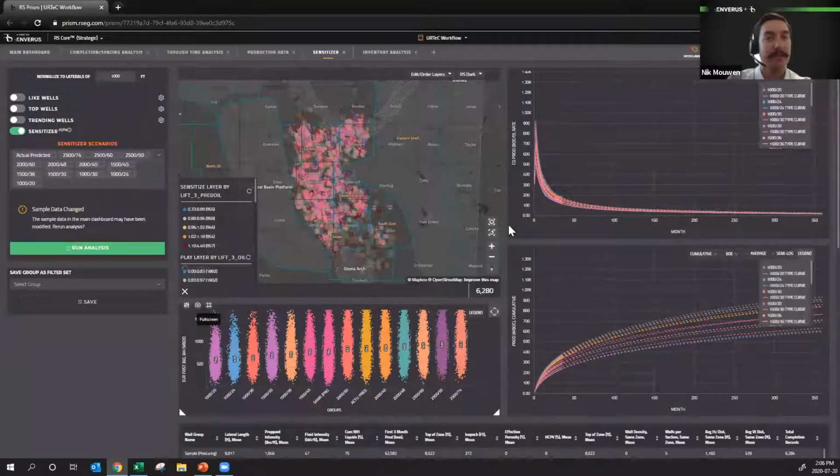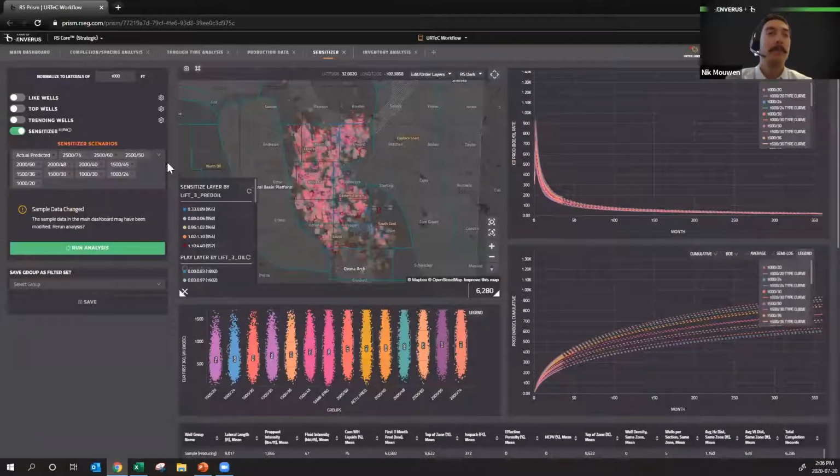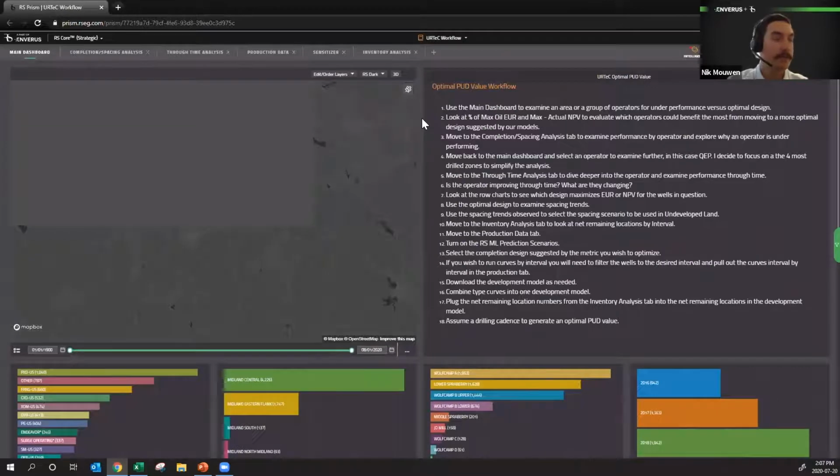If I make this full screen really quick, we have the basket of every single well run at each one of these completion designs in each one of these buckets. As we increase this completion intensity from, call it 1,000 pounds per foot, 20 barrels per foot, all the way up to 2,500 pounds per foot and 74 barrels per foot, you can see that increase in EUR. We run every one of these completion designs for every one of these wells. Jumping back to the main dashboard, that allows us to spin up some pretty interesting charts.